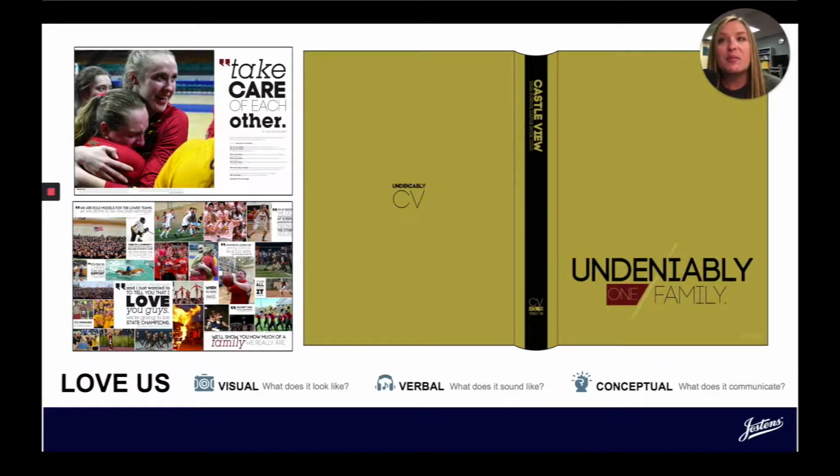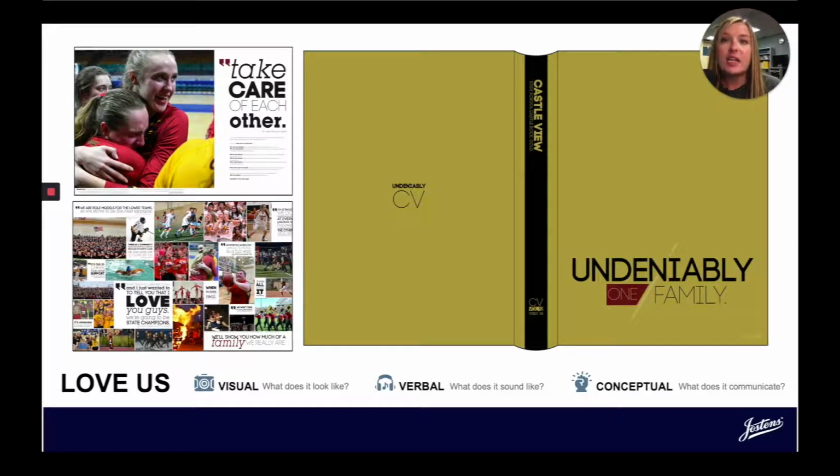Because I think it's important for you to see how each year can and should be approached differently when it comes to theme, I have another Castleview example, this time from the 2018 yearbook. While family can border on cheesy, the staff that did this book was really intentional about using the theme phrase, "undeniably one family," to make that visual verbal connection and use it as a storytelling tool.